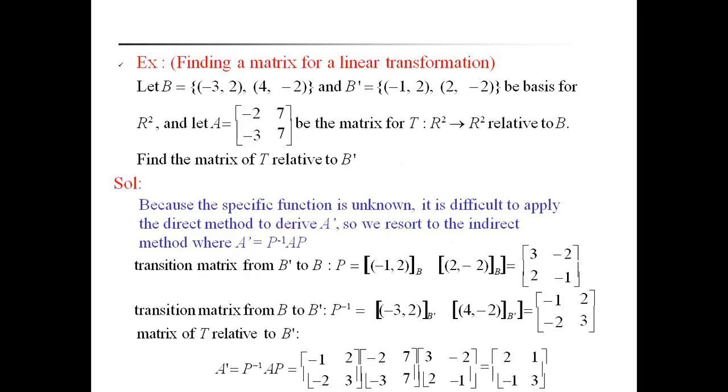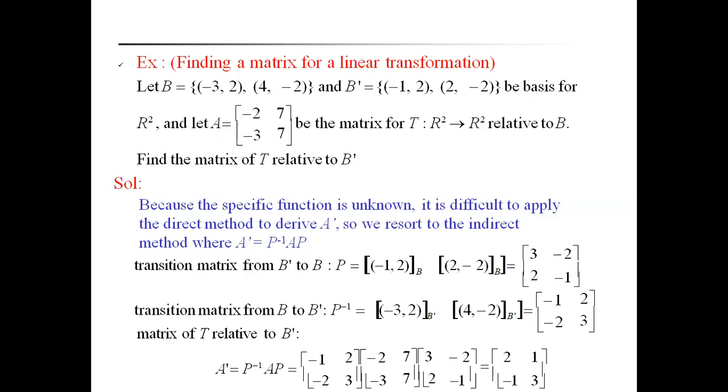Now, one more example we will discuss: finding a matrix for a linear transformation. Take here B and B dash as two bases of R squared. A is the matrix of T relative to the basis B. Find the matrix of T relative to B dash. Already A is given. Now find the A dash.